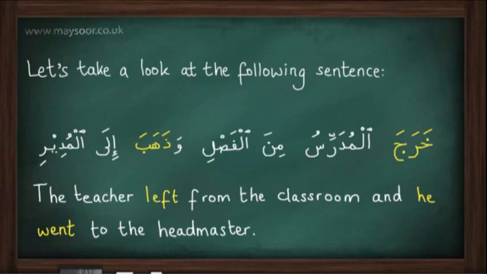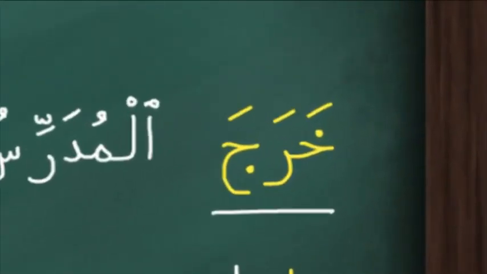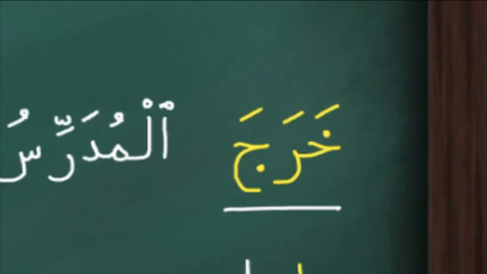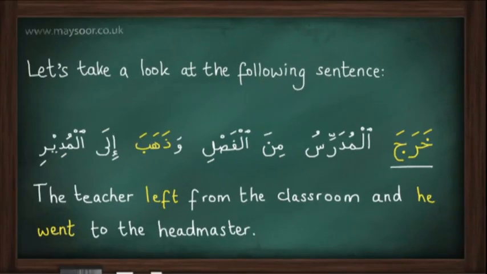Now, the verb خرج by itself means he left or he exited. However, because the word al-mudarrisu, which means the teacher, has come as the fa'il, the subject of the verb, the word he is deleted in the translation. خرج المدرس من الفصل means the teacher left from the classroom. The teacher in this example is the subject, the fa'il, the one that carried out the action of the verb.